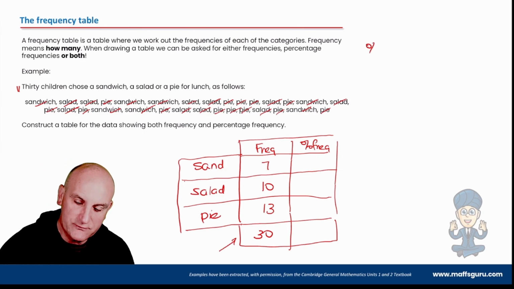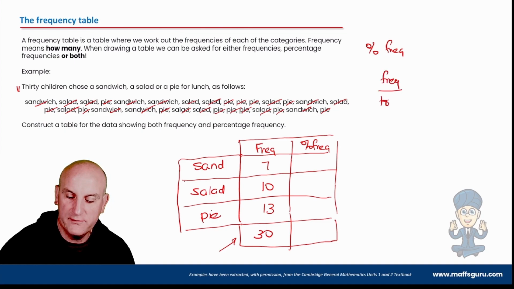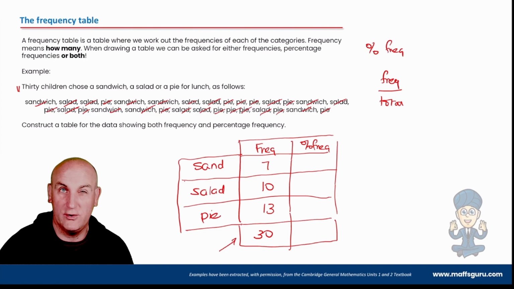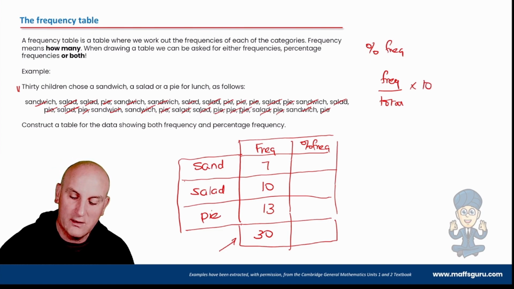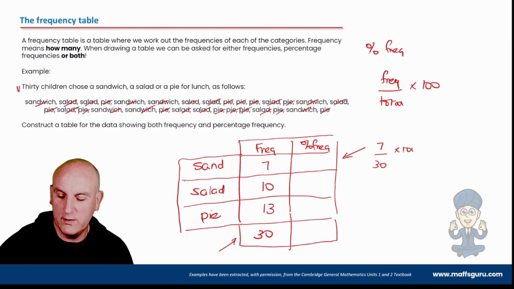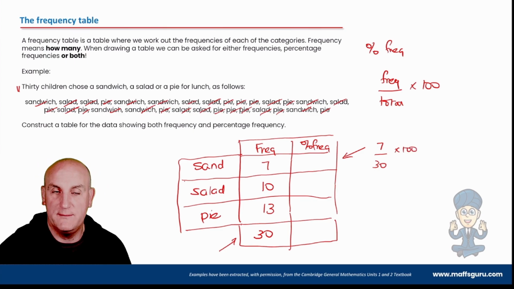So my percentage frequency is calculated by taking each individual frequency and dividing by the total number of frequencies, and I'm going to times that by 100. So for example, that one in there, I've got a frequency of 7. I'm going to divide it by my total of 30 and times it by 100 to turn it into a percentage. Now, how am I going to do that?